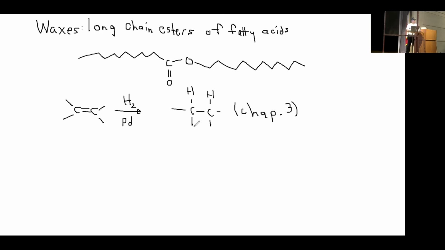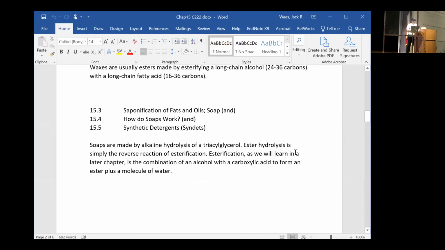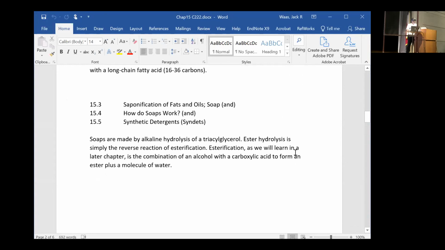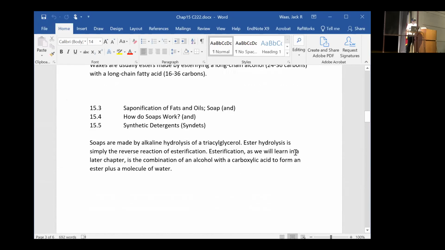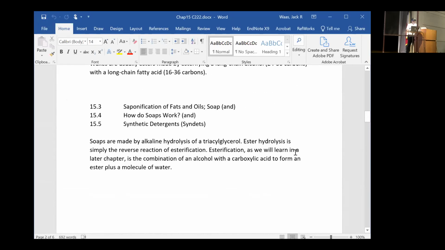You can put that in that space in the class notes to remind yourself what hydrogenation of a double bond means. Good, let me just head back over here. I just want to make sure I'm not missing anything too important. I think that will do in terms until soaps.